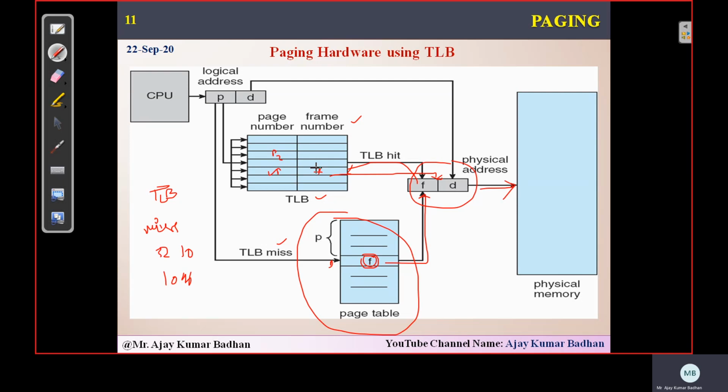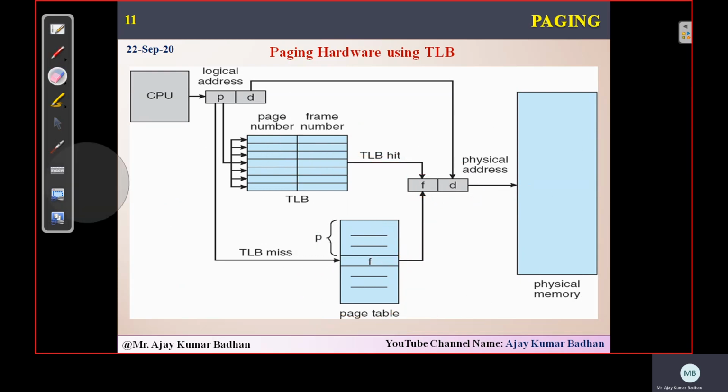Apart from that, that page number and the frame number you will be updating here, page to frame like this. So next time whenever you try to access that particular page 2, you will be getting the information of frame 2 here. Directly from here you'll perform the operation. So you will not be visiting this page table again. That is the best part of this particular TLB.